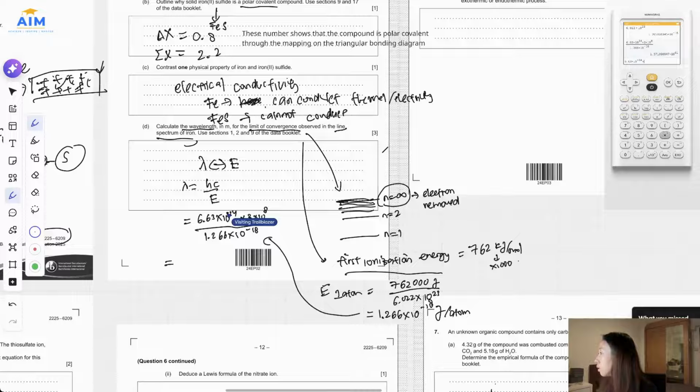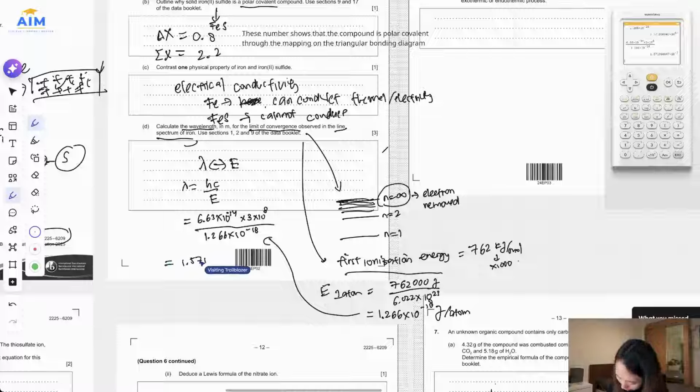Then you multiply it by 3 times 10 to the power of 8, then divide by 1.266 times 10 to the power of negative 18, and it is 1.571 times 10 to the power of negative 7. Let me write it down properly. So it becomes 1.57 times 10 to the power of negative 7 meter. So this is the answer for the wavelength.